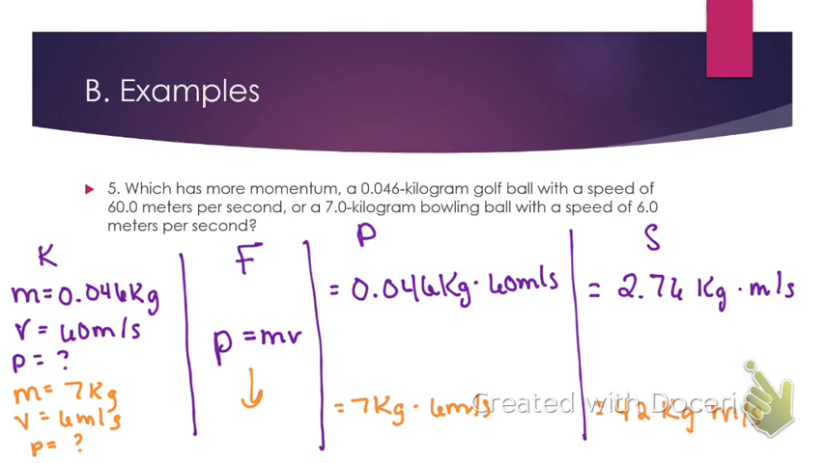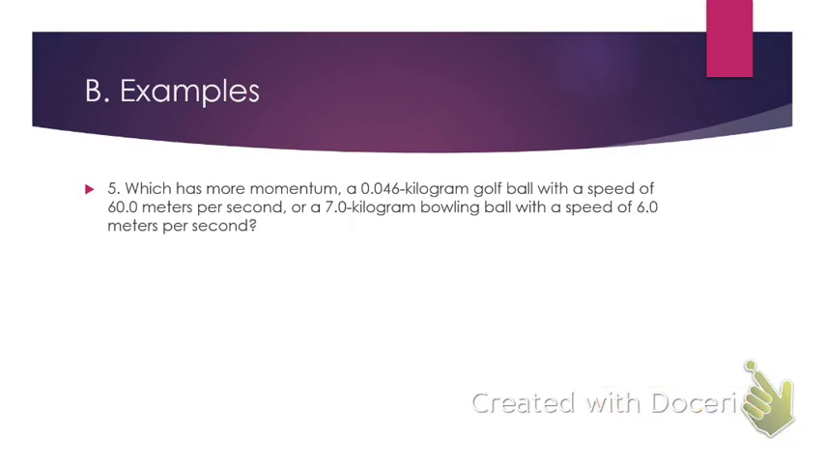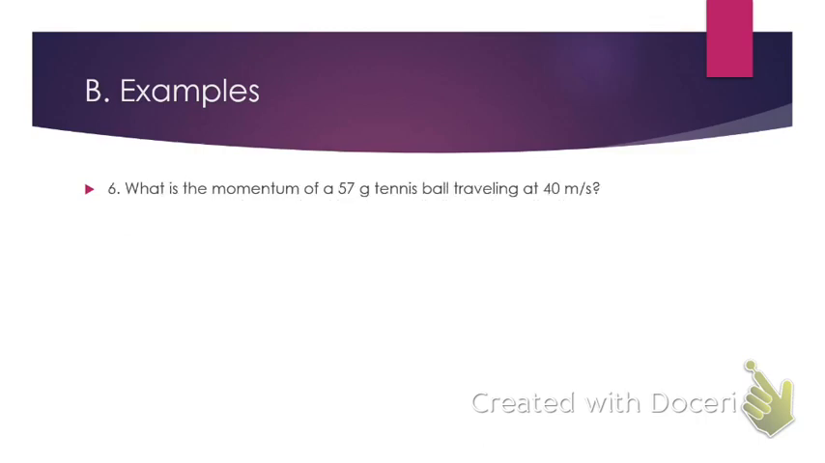It wants to know which one had more, so the bowling ball definitely had way more momentum, and the big thing that helped it with that is that its mass was significantly more than the mass of the golf ball. Now this next particular example in the notes, I'm not going to worry about answering because I want to save us time and save your time. It's kind of the same thing that we just worked on.